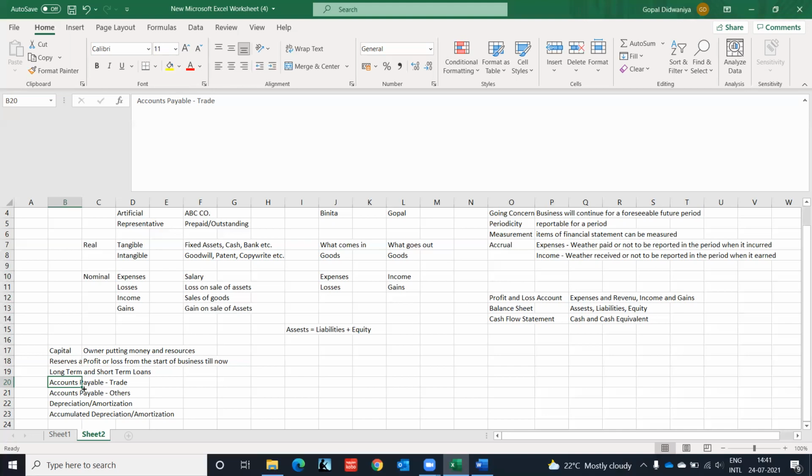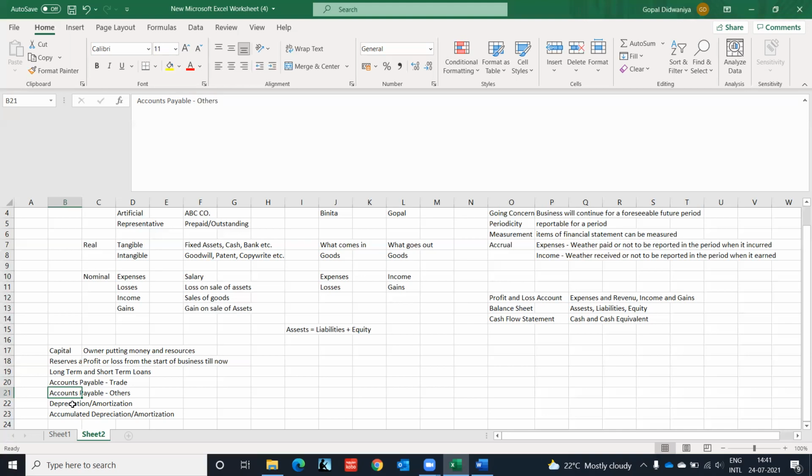Accounts payable others will contain many other things: you have to pay the income tax authority, you have to pay GST authorities, you have to pay your employees as well. Sometimes an employee has incurred expenses on behalf of the company, and those expenses are to be reimbursed to the employee. That also comes under accounts payable, but the others category.